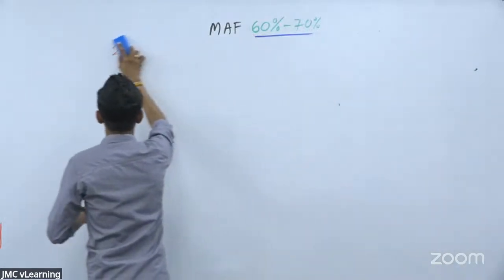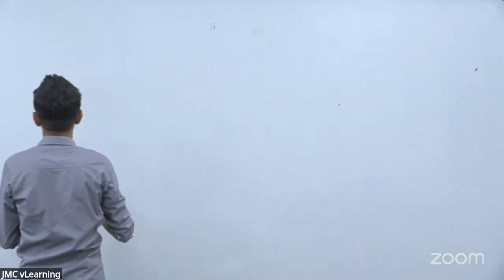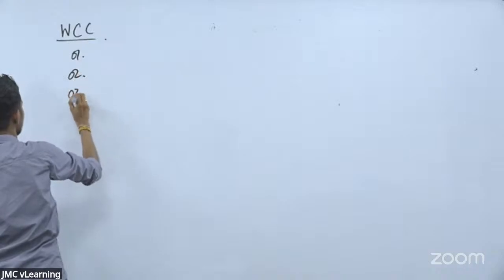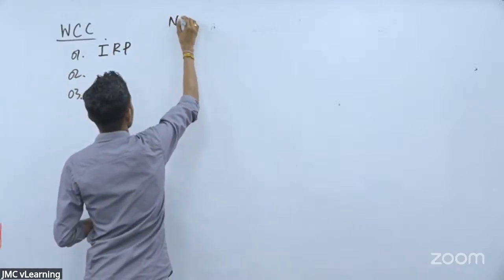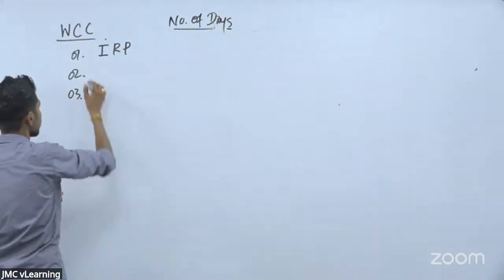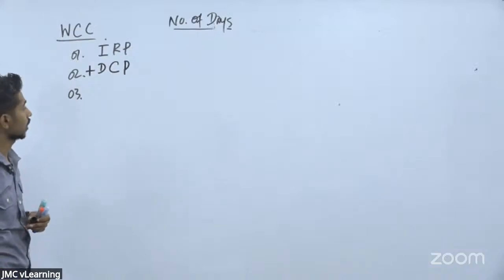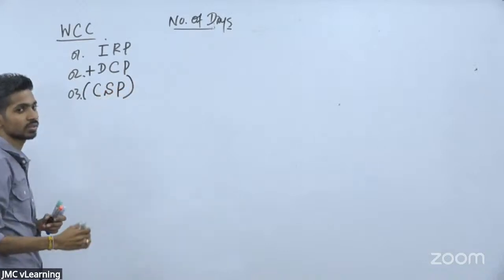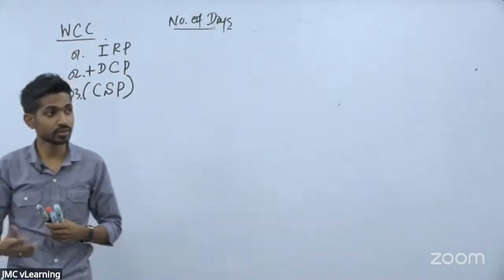Okay, 2021 question number 2. The working capital cycle includes 3 elements: inventory residence period, number of days. Thereafter, you have to add debtor collection period. Finally, you have to deduct creditor settlement period. You can use these abbreviations. Don't worry about that. Based on that, you can save time when compared with other students.